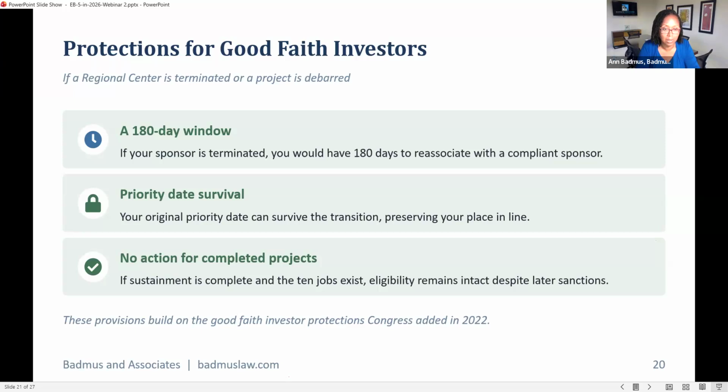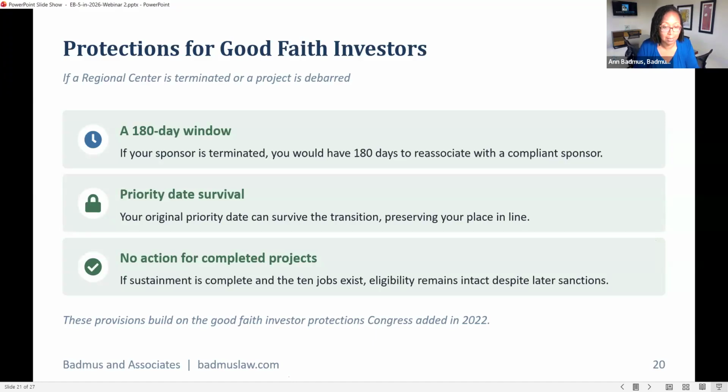And if you had actually completed that 2-year sustainment period, as I mentioned, and 10 jobs did exist, then you're still eligible, even if the project or the center is later reprimanded or sanctioned because of some actions on their part. So this is a real improvement over the program that was around 10 years ago.